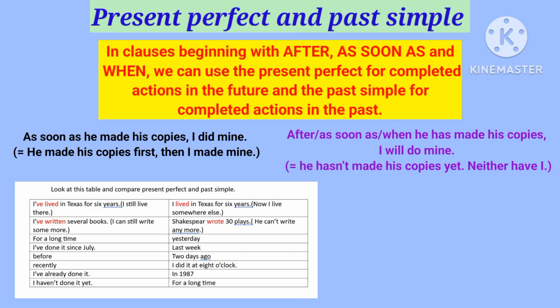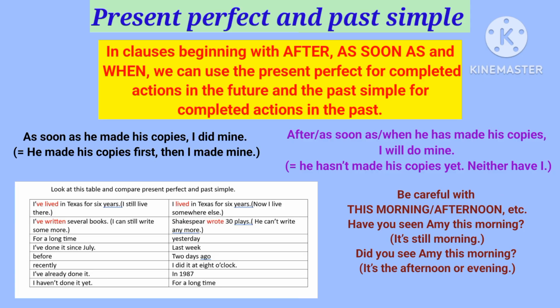In present perfect, we use for a long time. In past simple, yesterday. I have done it since July. In past simple, last week. Before, 2 days ago. Recently, I did it at 8 o'clock. I have already done it in 1987. I haven't done it yet for a long time.